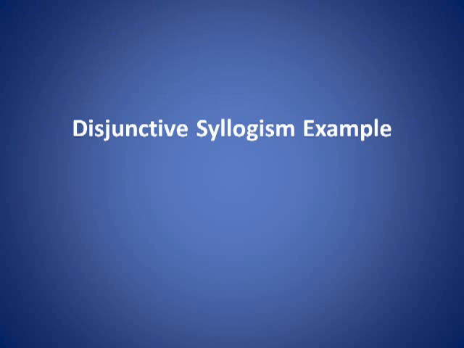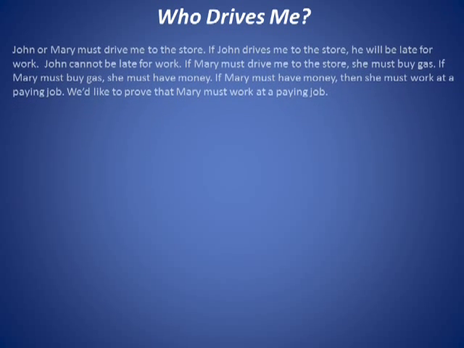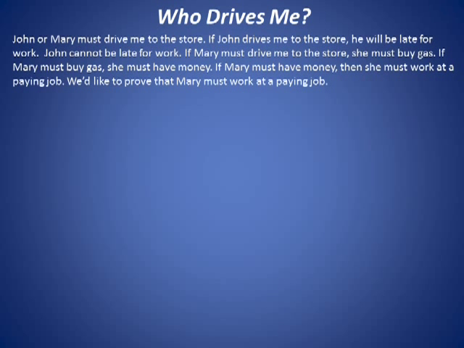This is an example using the disjunctive syllogism rule. We call it "Who drives me?" The story is this: John or Mary must drive me to the store. If John drives me to the store, he will be late for work. John cannot be late for work.